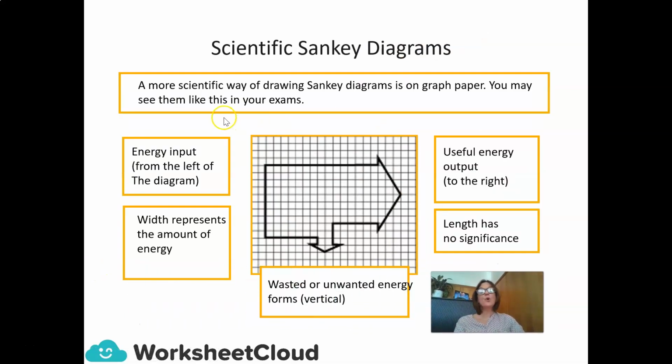So, a more scientific way of drawing Sankey diagrams is to use graph paper. So you may see them like this in your exams or your class tests. So energy input from the left of the diagram, the width represents the amount of energy. And the arrow going across here is the useful energy, the output to the right. The length has no significance. You need to remember that. But here we have the wasted or unwanted energy form, and you can see it here. Okay, I hope you understand how it works on a piece of graph paper.